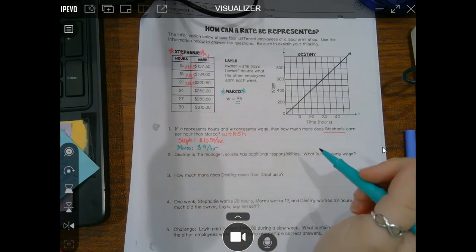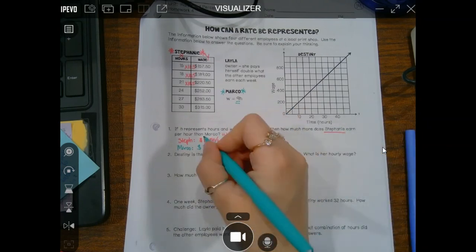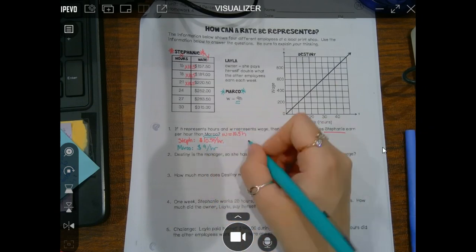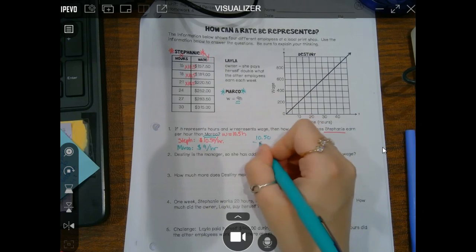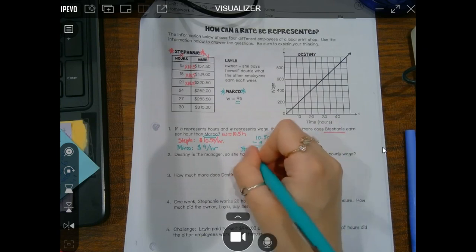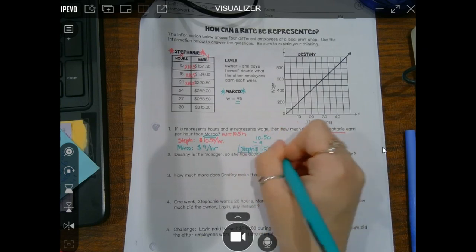So if I want to know how much more does Stephanie earn than Marco, well, what's the difference between 10.50 and 9? 10.50 minus 9 is $1.50. So Stephanie gets $1.50 more than Marco does.